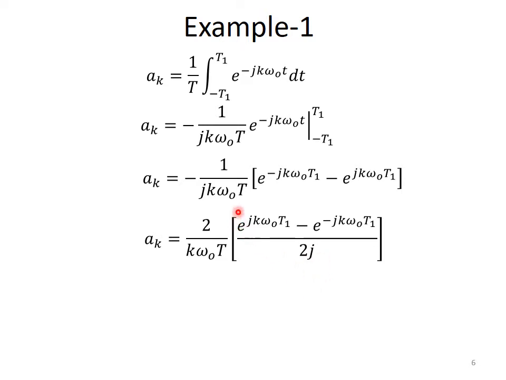So now you can see this is a sine function, right? We can rewrite this as 2 sine k omega naught t1 divided by k omega naught t. So this is the actual value of ak, and you can see that it looks like a sinc function. If you remember, the sinc function is sine x upon x, right? So ak is basically a sinc function.